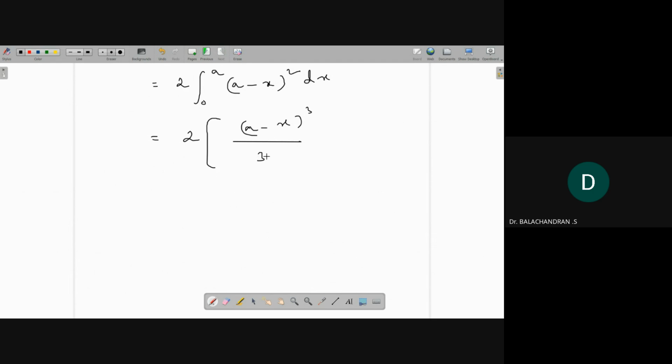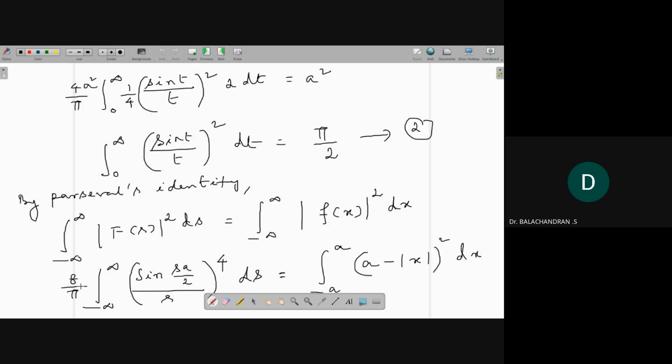And if you differentiate a minus x with respect to x, you'll get what? Minus 1. So the limit is 0 to a. So 2 by minus 2 by 3, minus 2 by 3. If you substitute the upper limit x is equal to a, a minus x is equal to 0, and for the lower limit you'll get what? a cube. So you will get 2 by 3 a cube. So this is the right hand side. Left hand side, 8 by pi.